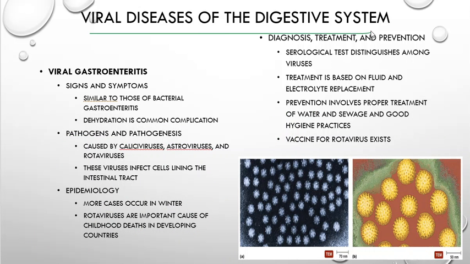Okay, viral diseases. We've gotten through the bacterial. Very similar, and like the bacterial, with any kind of diarrhea we're concerned with dehydration. Caliciviruses, astroviruses, rotaviruses. Probably some of you guys have heard of rotavirus. We give babies rotavirus in vaccination.